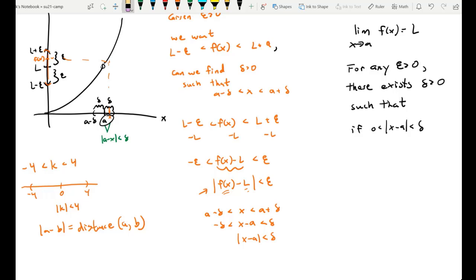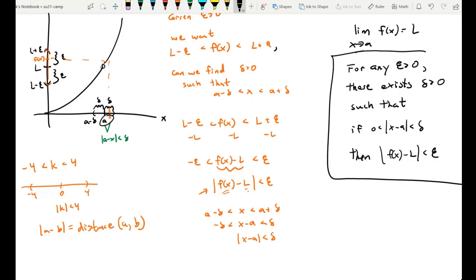So if x is close enough to a, delta close, then it's guaranteed that if you take that x and plug it into your function, how far will it be away from the limit? Well, at most epsilon. So this is actually the definition of this limit. For any epsilon, there exists a delta such that if the distance between x and a is less than delta, then it's guaranteed that the distance between f of x and the limit is less than this arbitrary epsilon.